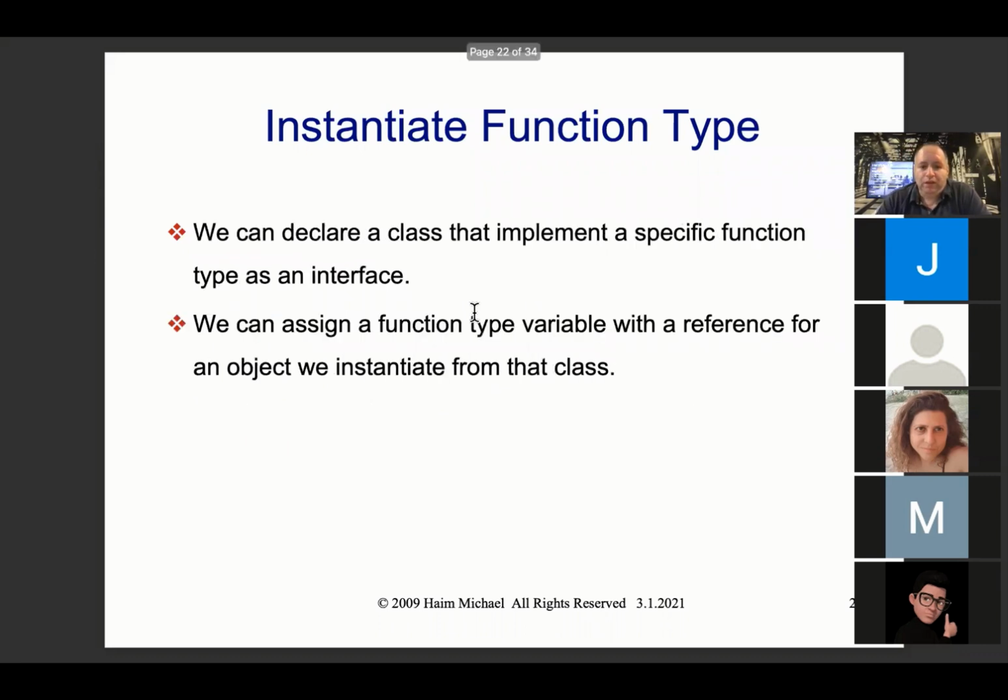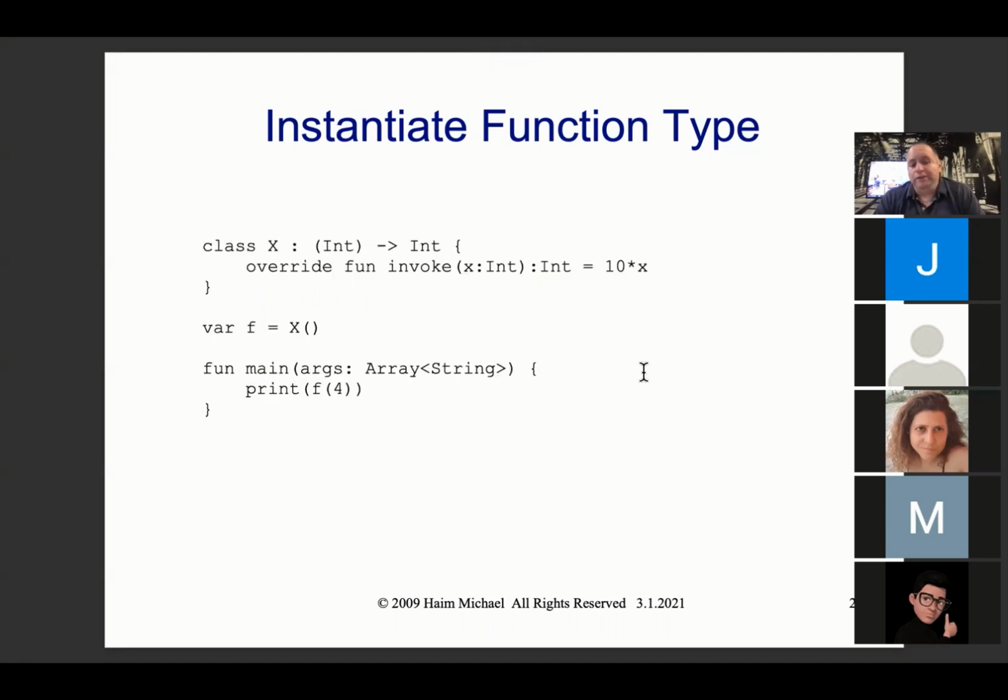Well, we could do it by ourselves and declare a class that implements a specific interface, which is the function type we're talking about, and then assign a reference for a new object instantiated from that class to a variable whose type is the function type we're using. If we want to do so, then it should look like that. This is actually the code that happens underneath when using a lambda expression.